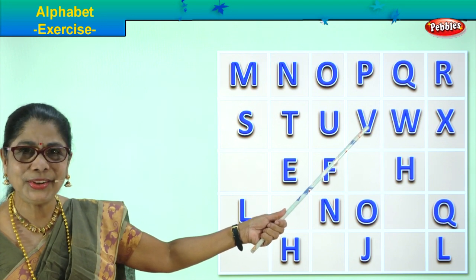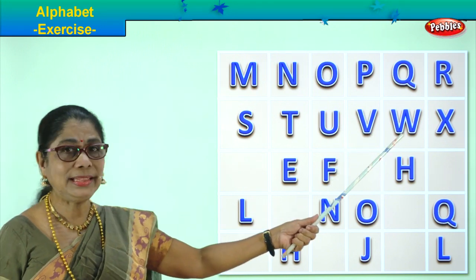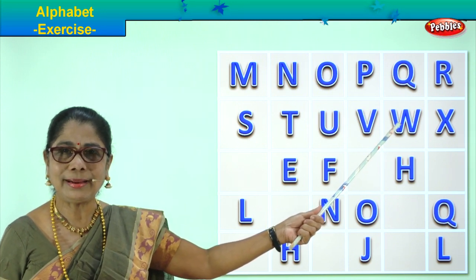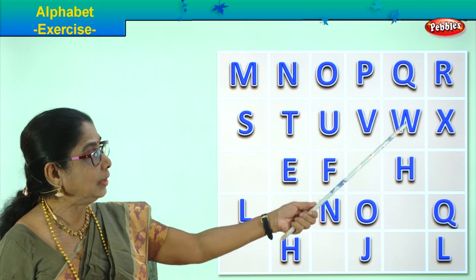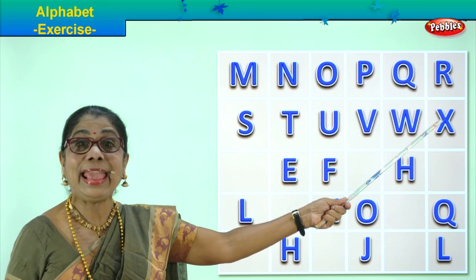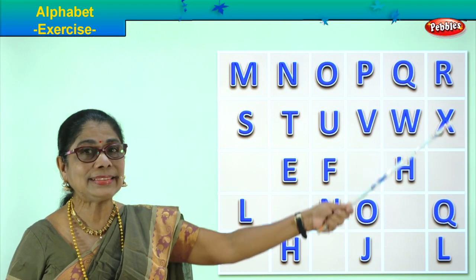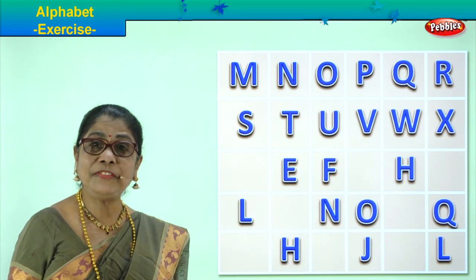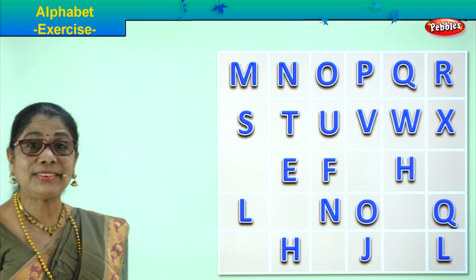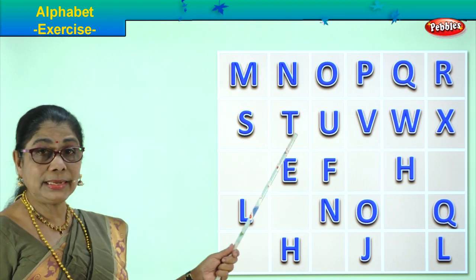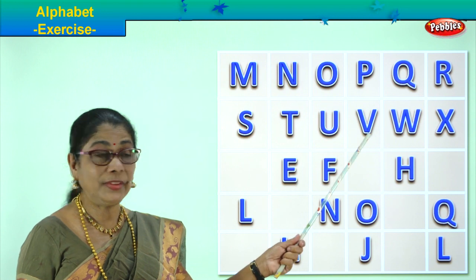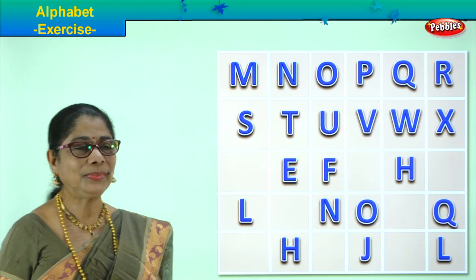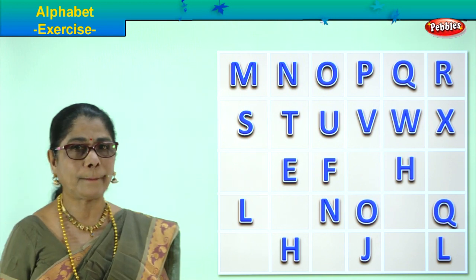What is the sound of letter V? V. Good. And the next letter, what is this? W. Water. And what is the next letter? Letter X. X-ray. Now let's see. The second row also we have filled in successfully. Let's read together. S, T, U, V, W, X. Very good.